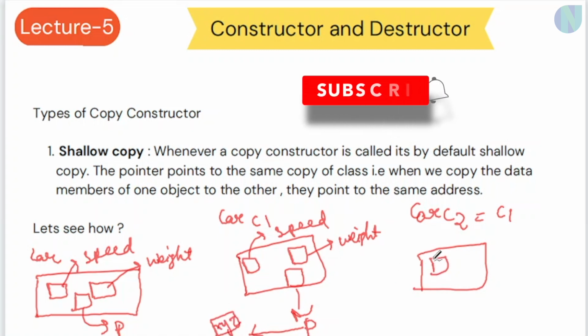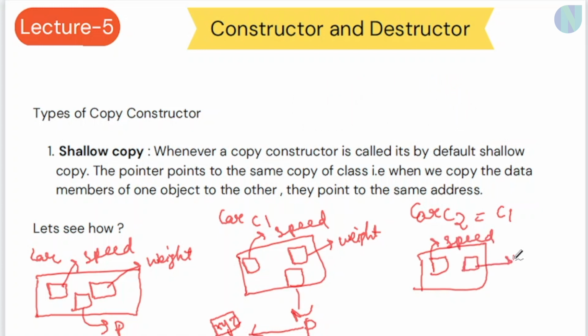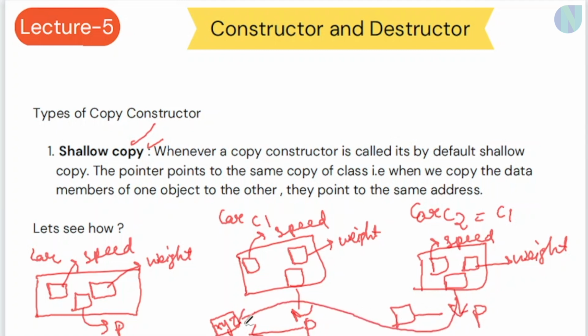So now this would also be having speed, weight, and a pointer variable P. But what happens in shallow copy is that whenever you copy the objects and all the variables from car C1 into car C2, this P wouldn't be pointing to a new address. Rather, this P would be pointing to the same memory address in case of shallow copy.